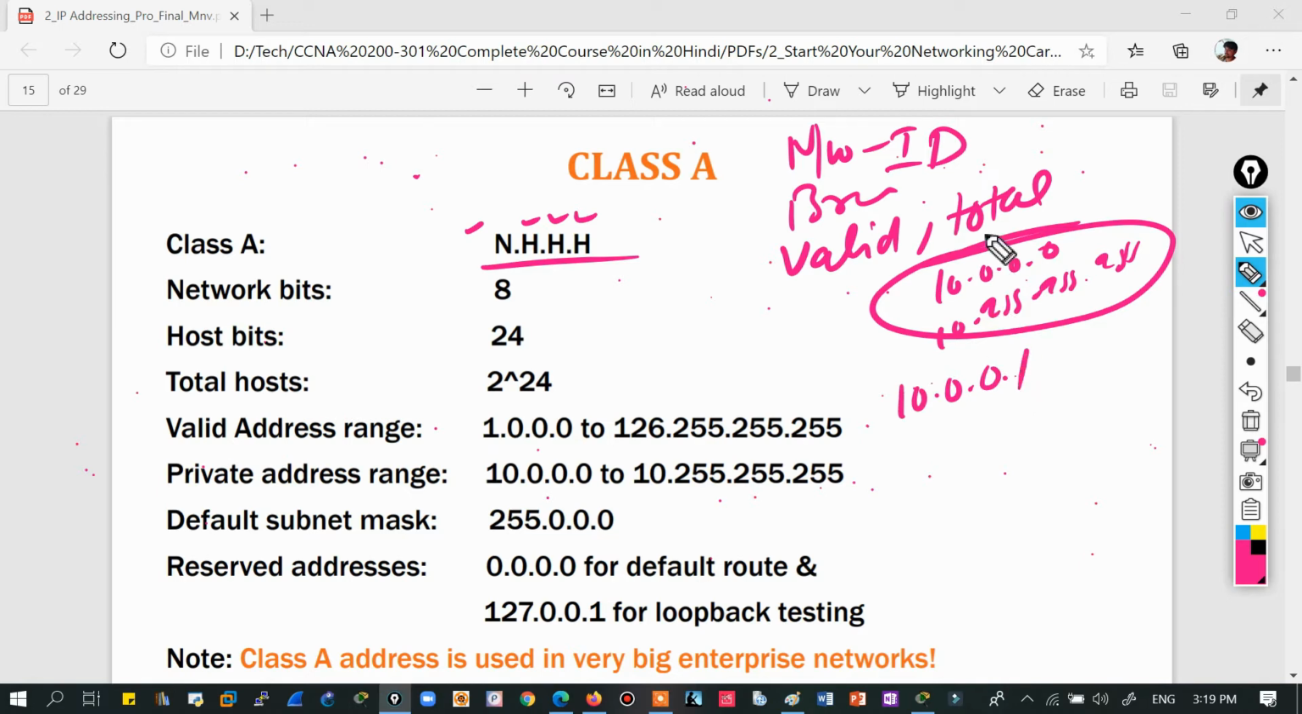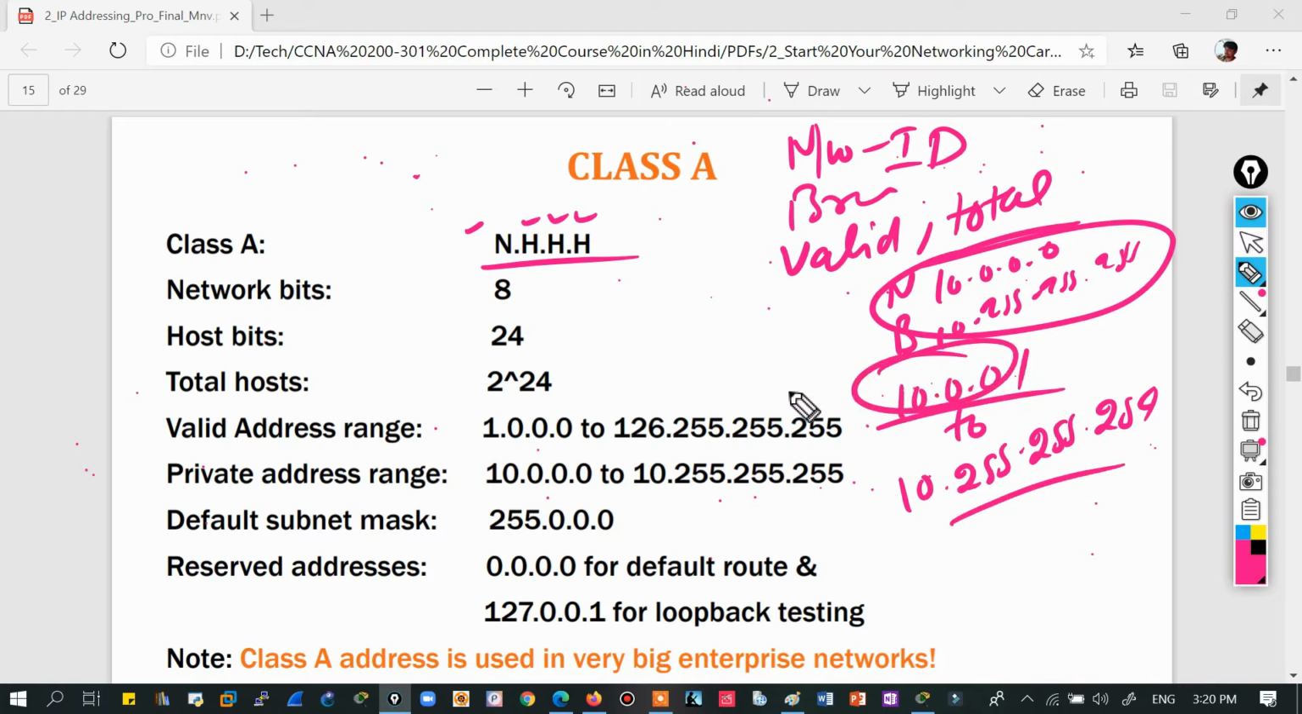10.0.0.0. Total range means from network ID to broadcast ID, and valid range means first usable IP to last usable IP, right? So this is the meaning of first usable and last usable. Network ID, and this is the address just after the network address. What was the network address? 10.0.0.0.